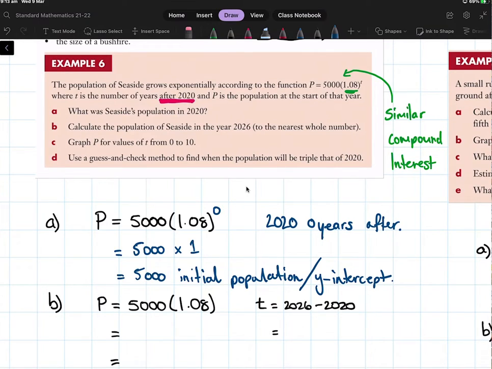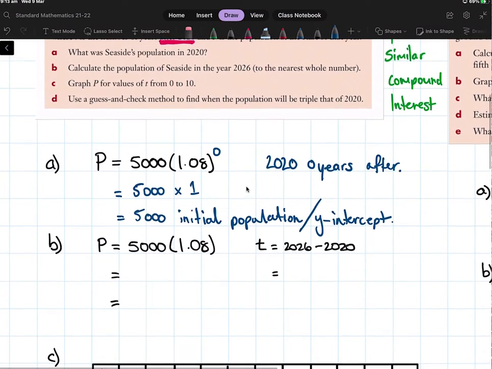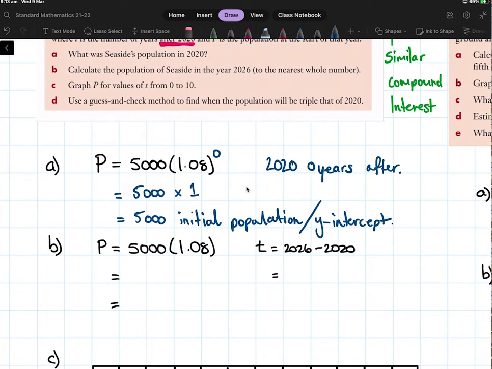Part B says, calculate the population of Seaside in the year 2026 to the nearest whole number. So if we have a look at that, well, 2026 minus 2020, so that's 6 years after 2020. So we're going to raise it to the power of 6. When we plug that into our calculator, we're going to get 7,934.37 and so on, and rounding that to the nearest whole number becomes 7,934.